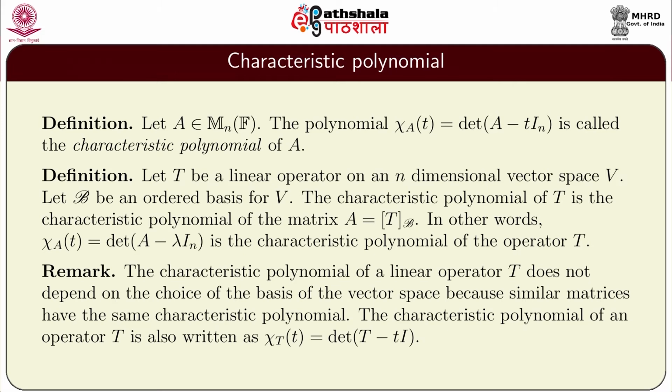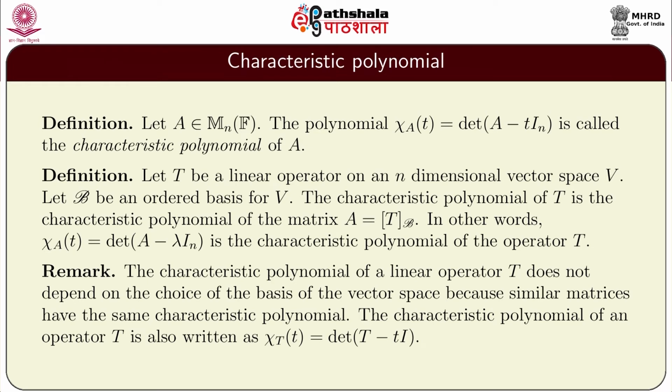Now, we extend this definition for a linear operator on an n-dimensional vector space V. So, suppose that B is an ordered basis for the vector space V, which is a vector space of dimension n over the field F. The characteristic polynomial of T is the characteristic polynomial of the matrix [T]_B, call it A. In other words, chi A of T, the determinant of A minus T In, is the characteristic polynomial of the linear operator T.